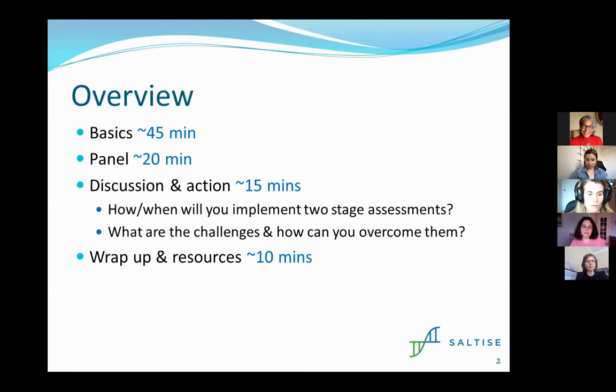We're going to share our own, that timing on the basics is a bit wrong, by the way. We're going to have a panel where we each share our own experiences using two-stage assessments in the classroom. We're going to break out, have a discussion as a big group where you can ask questions to the panel, and we're also going to have breakout groups where we discuss in smaller groups. And then finally, we're going to come back, share what we discussed, wrap up, and also share some resources with you.